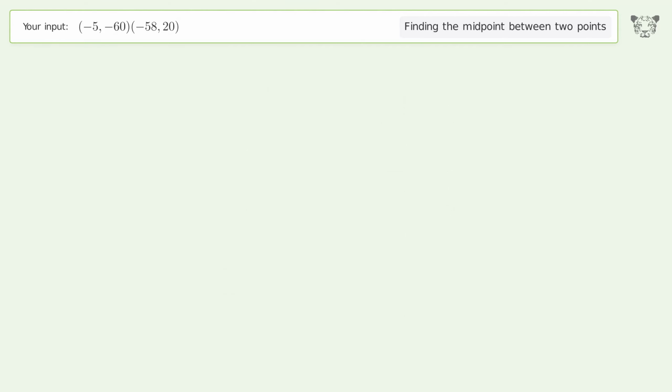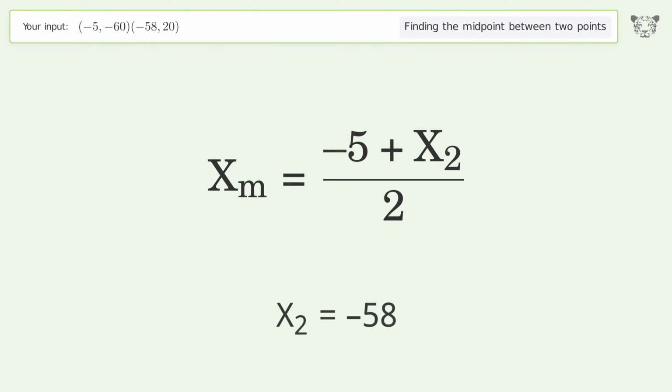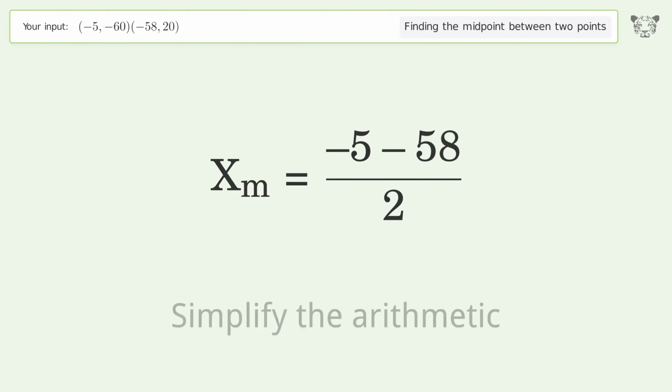Use the x values in the midpoint formula to find the midpoint's x. x1 equals -5. x2 equals -58. Simplify the arithmetic.